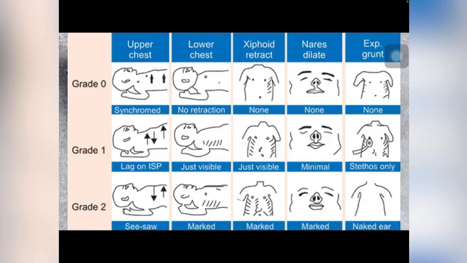To make things easier, there is a scoring system called Silverman-Anderson scoring system, which has 5 criteria, which are upper chest retraction, lower chest retraction, xiphoid retraction, nasal flaring and expiratory grunt. So today we are going to demonstrate a normal respiratory pattern of a newborn.